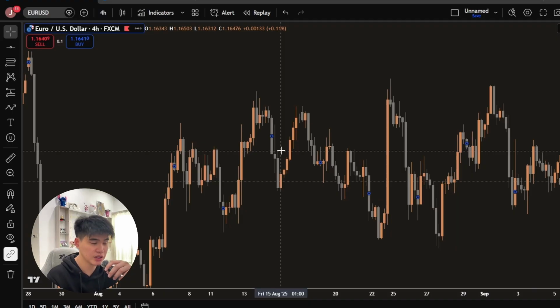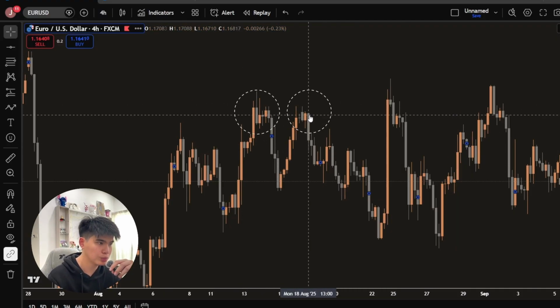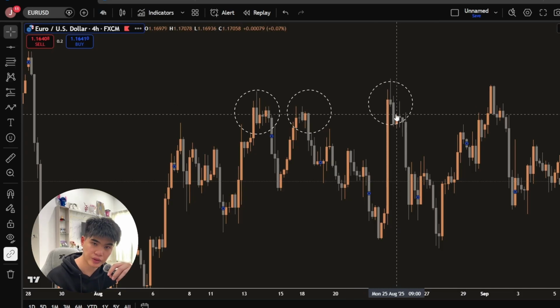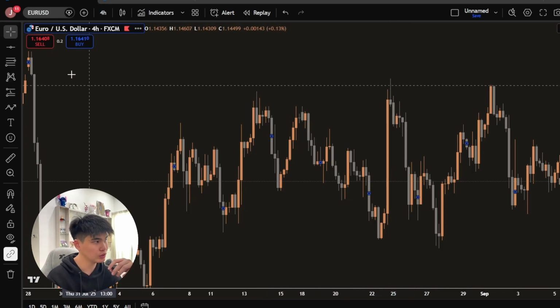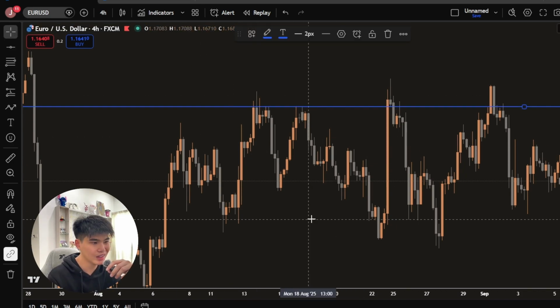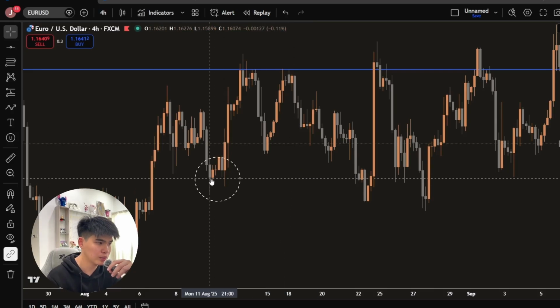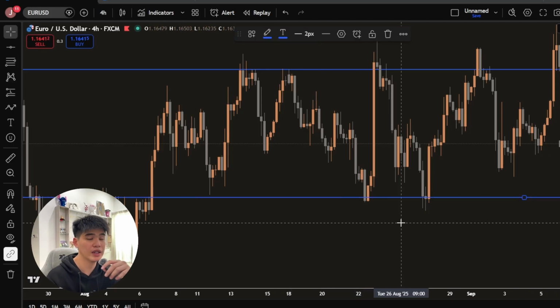So for example, what we can see here is 1 point of contact, 2 points of contact, and 3 points of contact. At this point, when we see these 3 points of contact, we can drop a line here, and that will be my resistance. On the other hand, we can see there's 1 point of contact, two, and three. By the third time, you can also plot it here as your support.